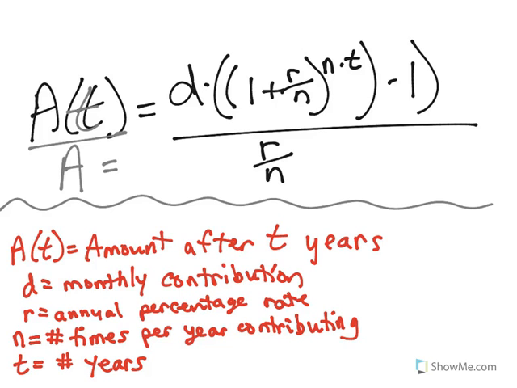D is the monthly contribution. R is the annual percentage rate. N is the number of times per year that you're contributing. Generally, this is monthly, so therefore it would be 12. If it's anything other than monthly, it'll change, but if it's monthly, it's 12. And then t is our time in number of years.